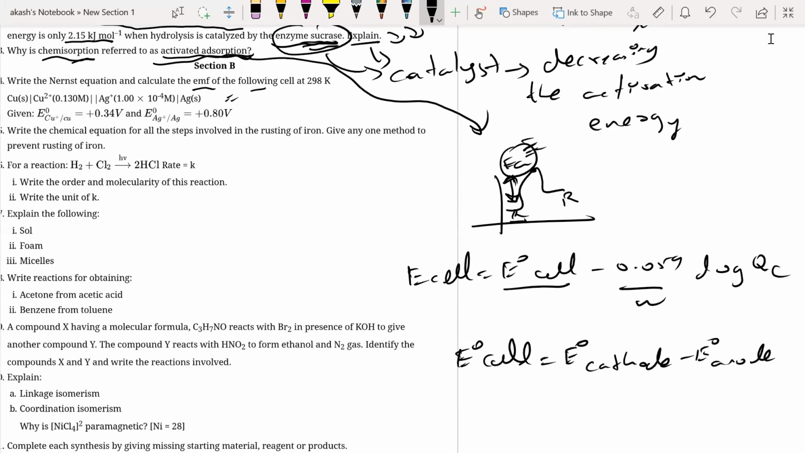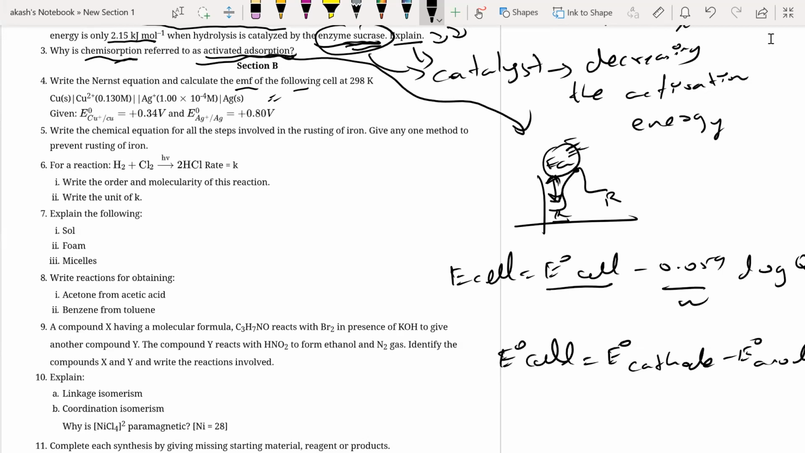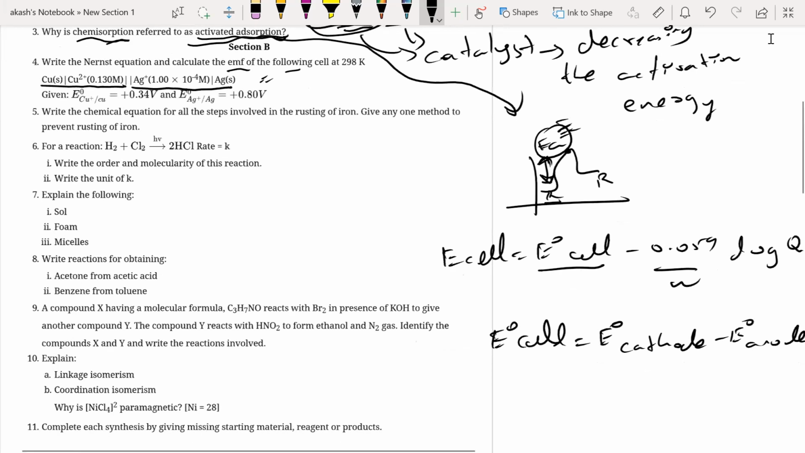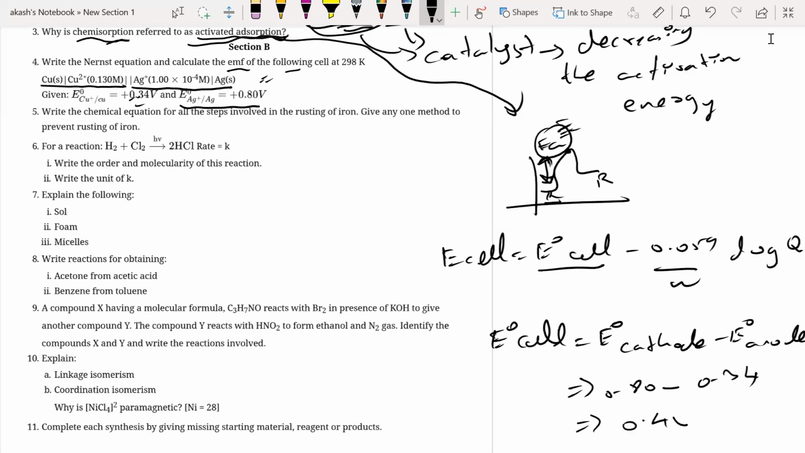From the cell representation, you can easily understand that on the left hand side we have the anode, and on the right hand side we have the cathode. So first you have to take the Ag value, because it is cathode minus anode. E naught cathode is 0.8 minus the anode value 0.34. So you will be getting plus 0.46 volt as the E naught cell. This is okay.